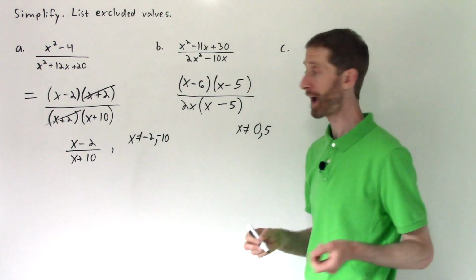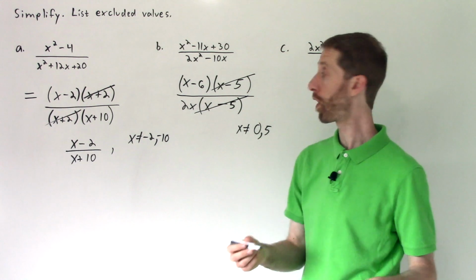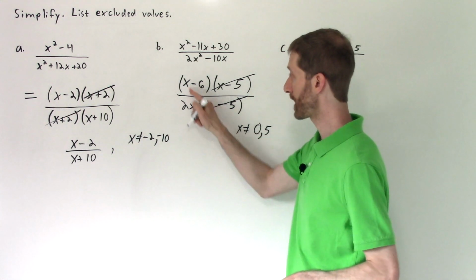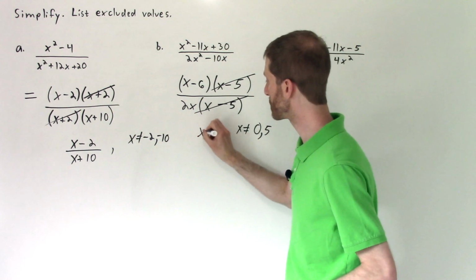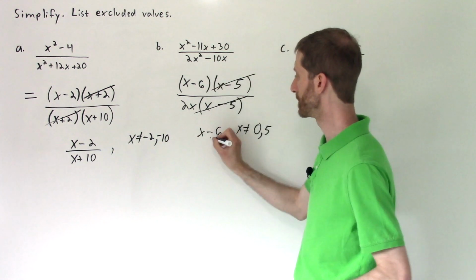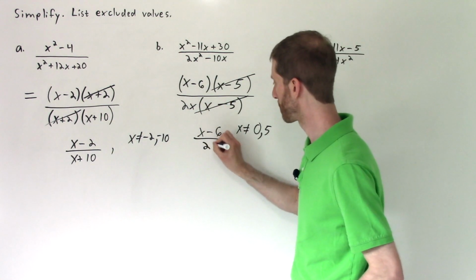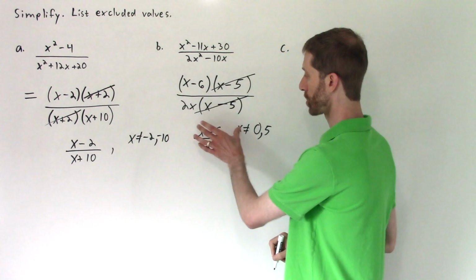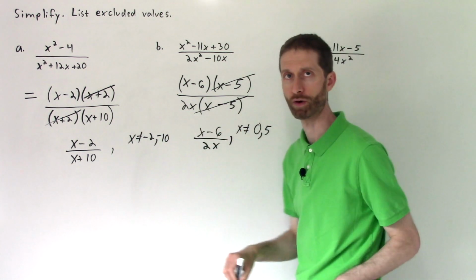Now we can divide out factors. X minus 5 divides with x minus 5, leaving us with 1. Nothing else divides out. These x's don't. We have subtraction up here. So you're left with x minus 6 in the numerator times 1, which is itself, x minus 6, and then 2x times the 1 that's now there. And again, this whole thing divided by 2x is what we have, but x can't equal 0 or 5.